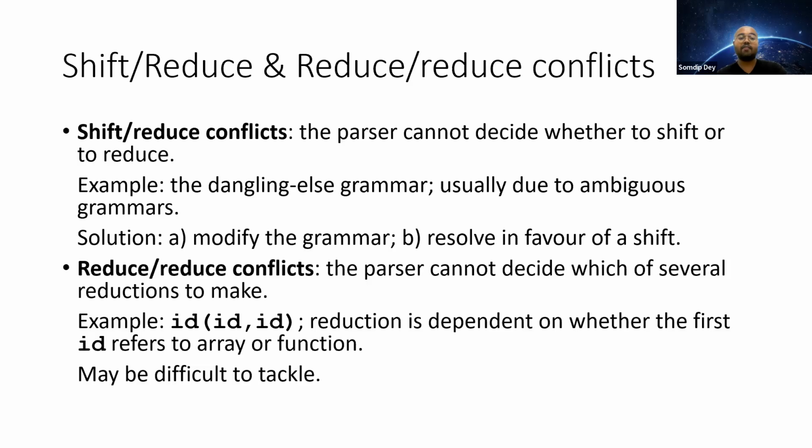On the other hand, we also have reduce-reduce conflict, where the parser cannot decide which of several reductions to make. For example, if the input string is given as ID, open bracket, ID, comma, ID, close bracket, how do you know whether this ID is actually an array or a function? It creates ambiguity, and the reduction of this input string would depend on whether ID refers to the array or to the function. In this case, it would be a difficult thing to tackle because you would need more information on this ID to determine whether it's an array or a function.